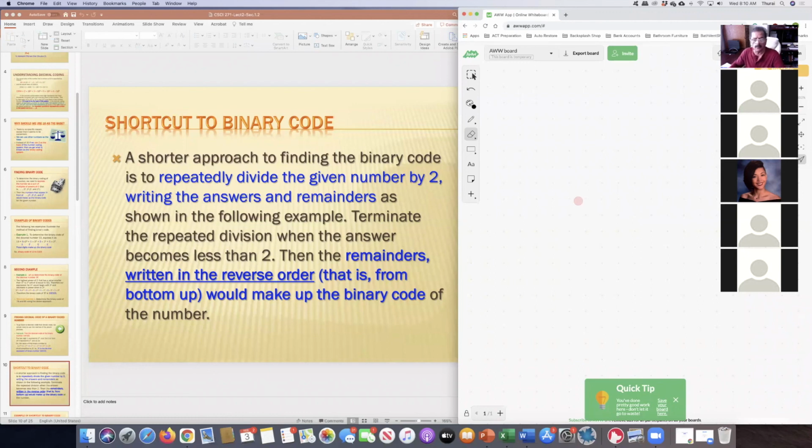There is a shorter way to find binary code. Now, I wanted you to do it the longer way first, because that gives you the understanding of what binary code is. Now I'm going to explain the shorter way, because you will be finding binary codes in your homework very often, and therefore I'm going to tell you the quicker way.